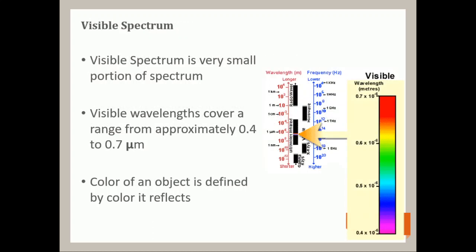Visible spectrum. The visible spectrum is a very small portion of the spectrum, as described in the figure with the arrow, and we discussed it in the previous slide. Visible wavelengths cover a range from approximately 0.4 to 0.7 micrometer. The color of an object is defined by the color it reflects.